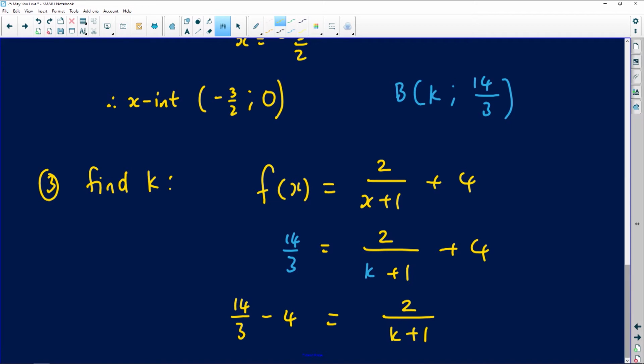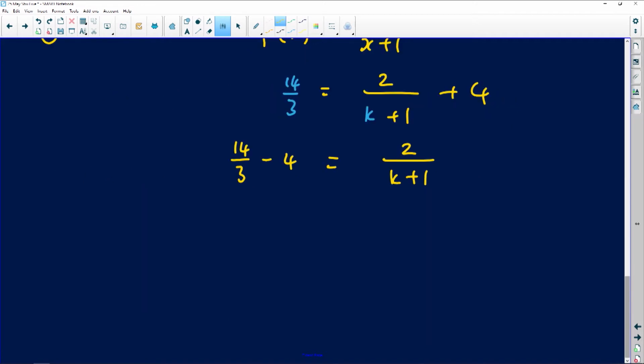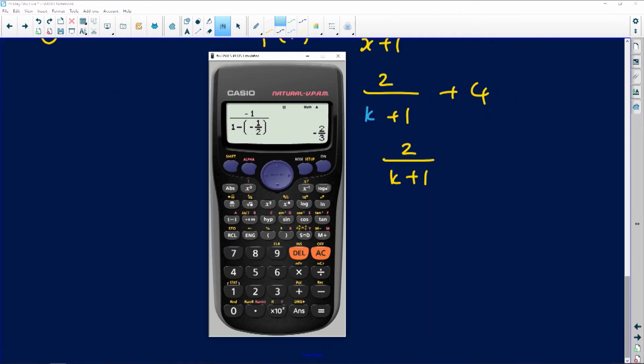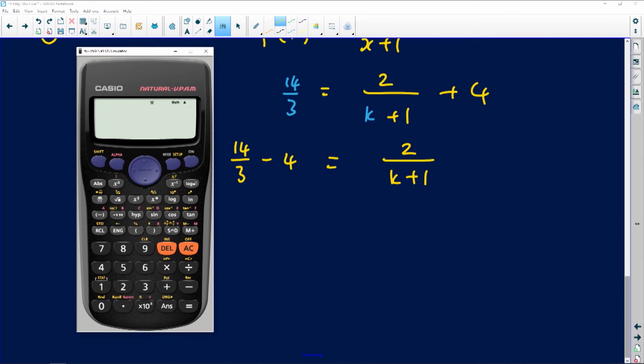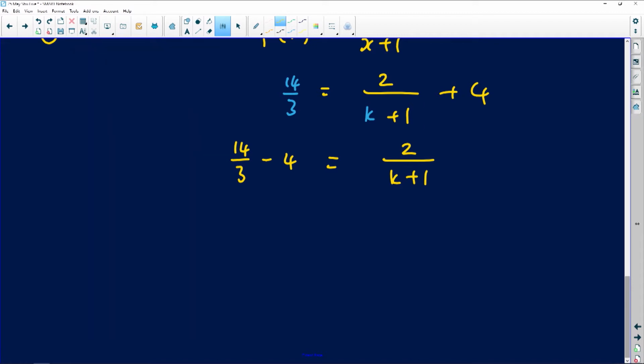If you don't want to make mistakes, you can always use your calculator to save time and get to the answers much quicker. So I'm going to ask, what is 14 over 3 subtract 4? We're getting 2 over 3. So 2 over 3 equals 2 over K plus 1.